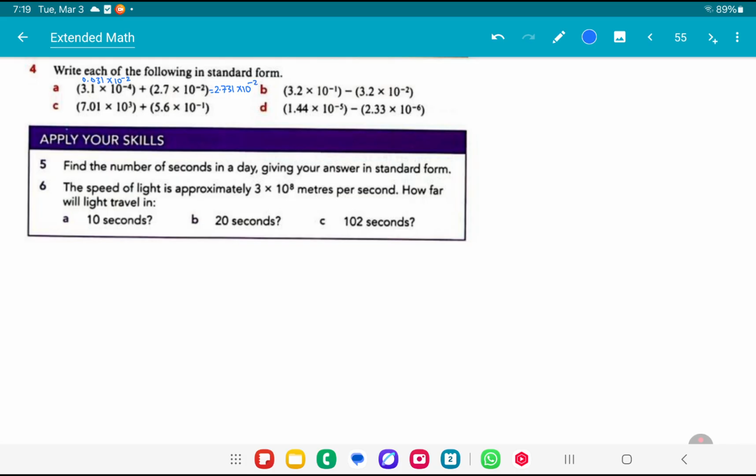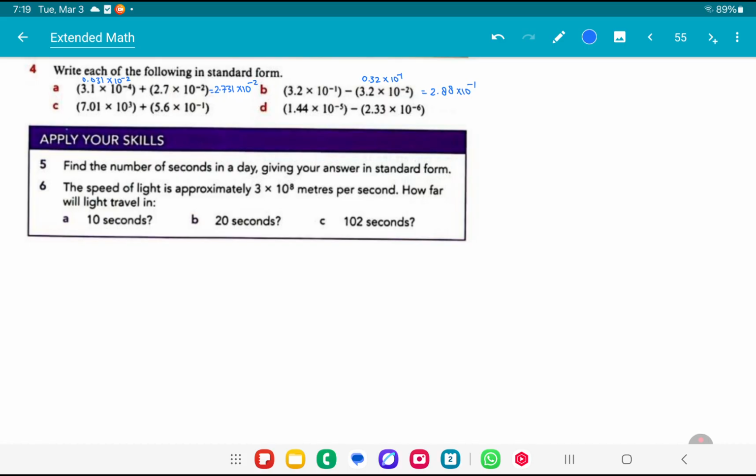For question B, we change it to 0.32 and then 10 raised to the power of minus 1. So 3.2 minus 0.32, we got 2.88 multiplied by 10 raised to the power of minus 1.